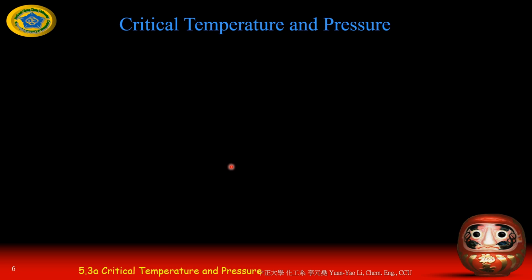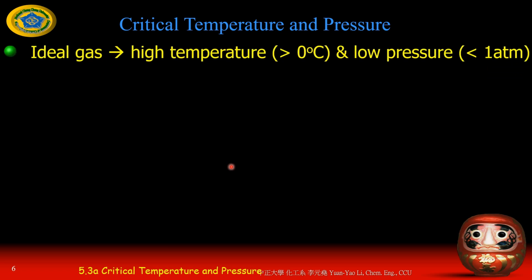So what is critical temperature and critical pressure? When we talk about an ideal gas, it needs to be under some conditions, right? For example, high temperature, which is higher than 0 Celsius, and low pressure, which is less than 1 atm. Under this condition, we can regard the gas as an ideal gas. But this is a rough definition, not exact, okay?